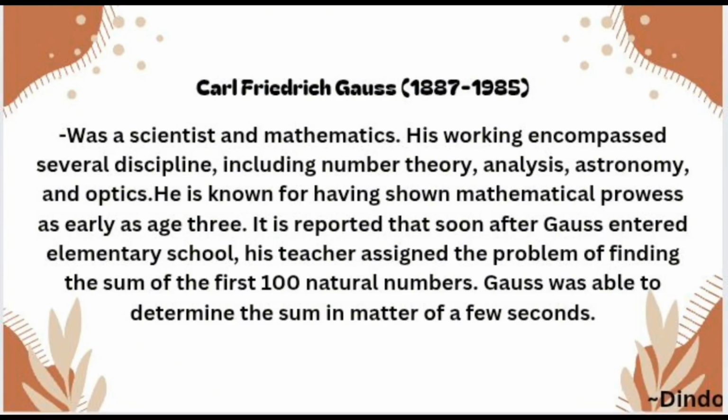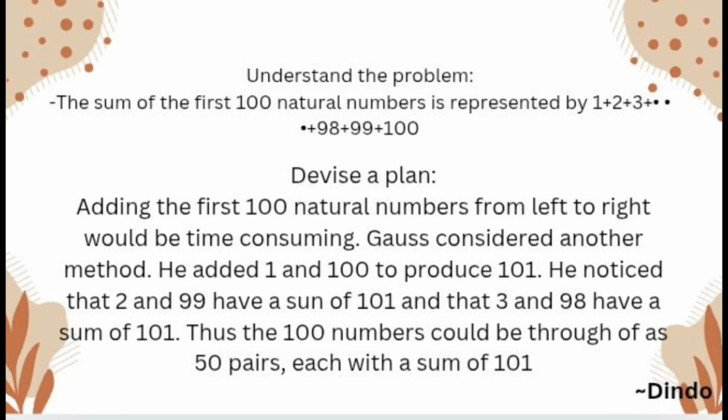Another note about Carl Friedrich Gauss: he is known for having shown mathematical prowess as early as age 3. It is reported that soon after Gauss entered elementary school, his teacher assigned the problem of finding the sum of the first 100 natural numbers. Gauss was able to determine the sum in a matter of a few seconds. The following solution shows the thought process he used.